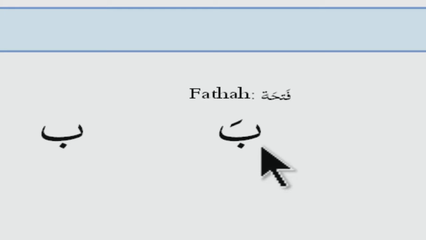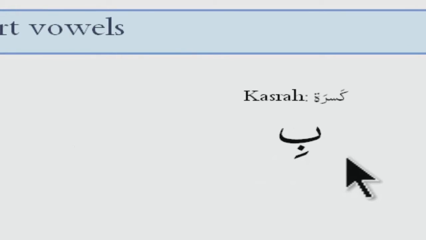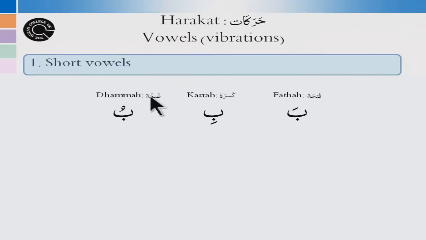If a diacritical sign comes below it, this sign itself is called kasra. That's how you pronounce it, and that's how you write it. Now the third kind of vibration is dhamma. And that is how you write it. You can see it in Arabic like that. This will give you a sound of boo. In all 3 cases, you can see that the vowel is written either above or below a letter.